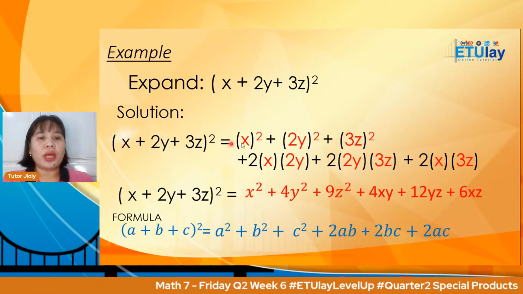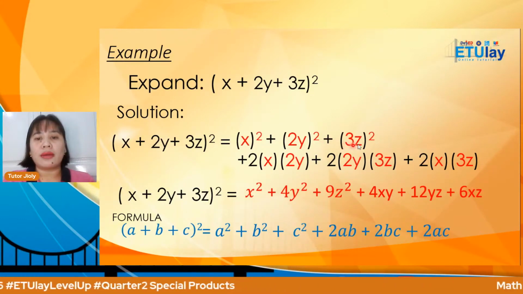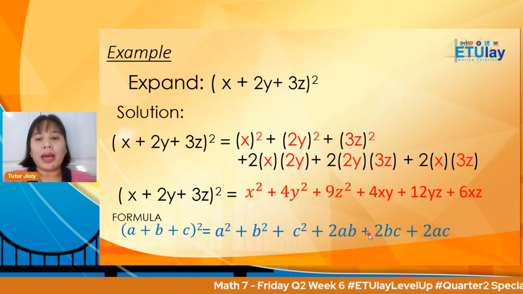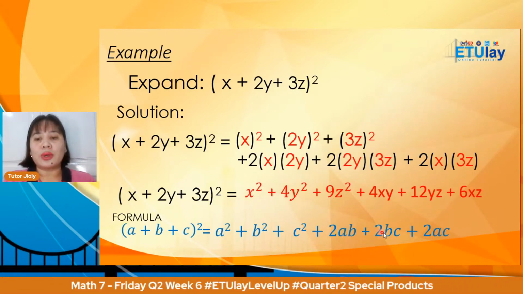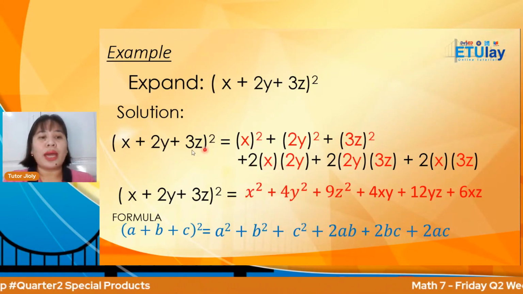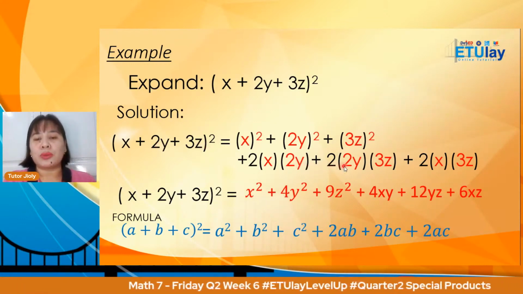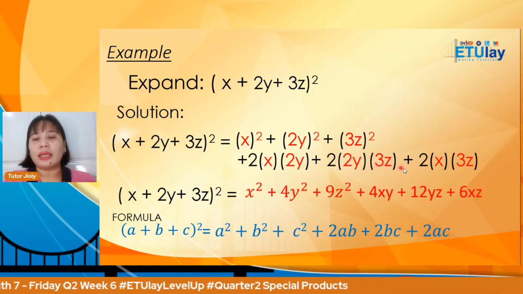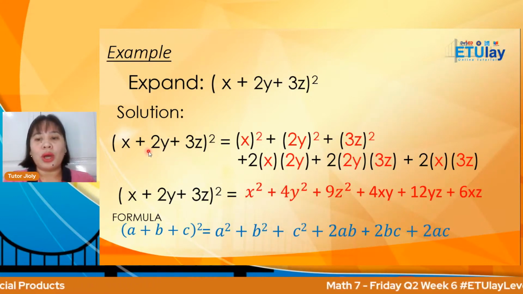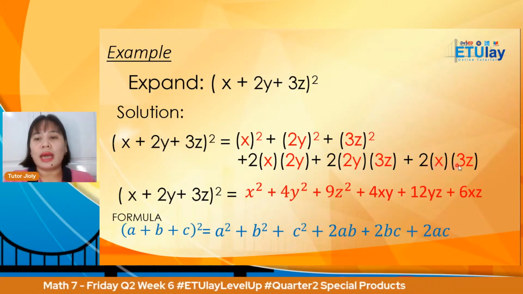Susundan natin yung formula ha, mga anak. So, first, we're going to square x raised to 2 plus 2y raised to 2 plus 3z raised to 2. Then, after that, ang sabi dito, 2ab plus 2bc plus 2AC. So, 2 times X times 2Y. Ito yung A natin, ito yung B natin, ito yung C natin. Plus 2 multiplied to 2Y multiplied to 3Z. Then plus, last na natin, 2AC. Ito po yung AC natin, A at saka yung C natin. Kaya 2 times X times 3Z.